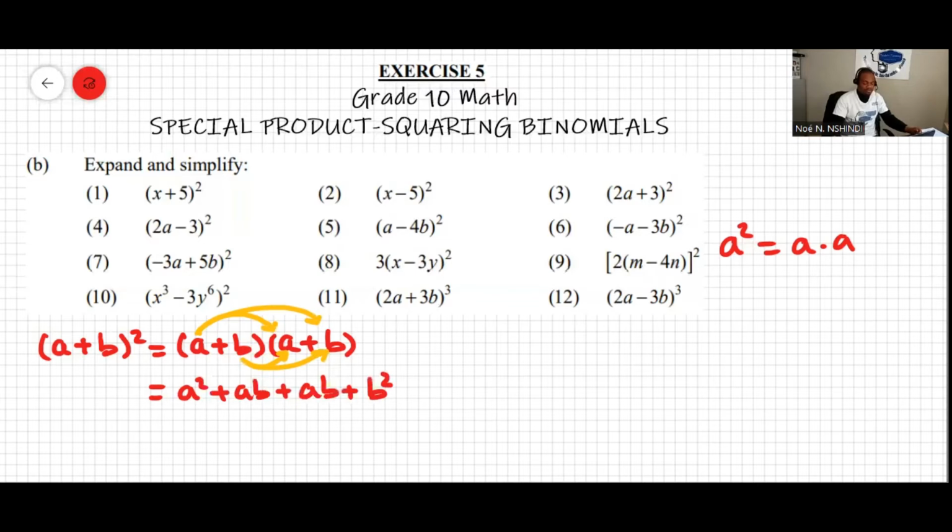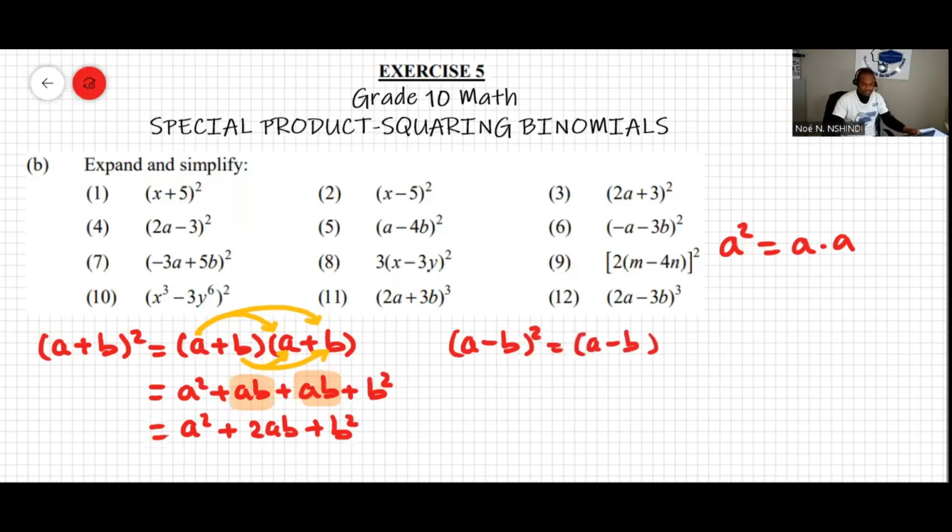B times b makes b squared. Then, as you notice, we have two like terms there, we can combine them, and this will be a squared plus 2ab plus b squared. A similar case will be applied if it was a minus b squared like this.